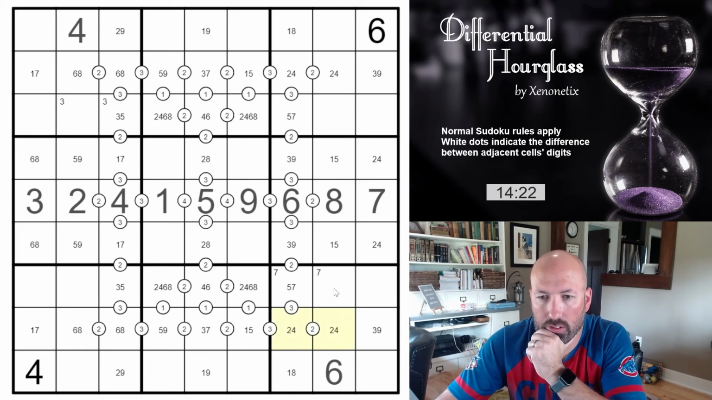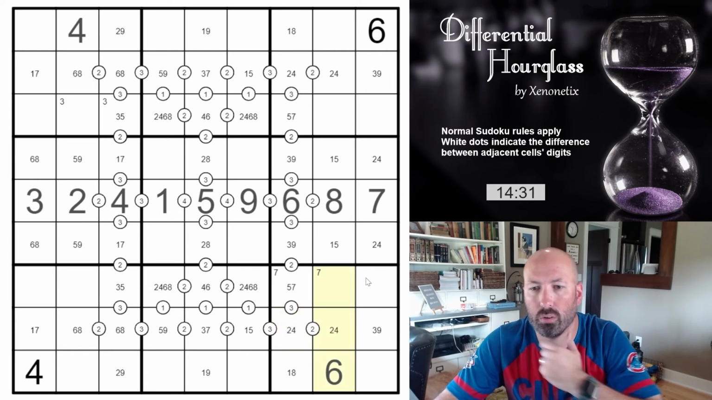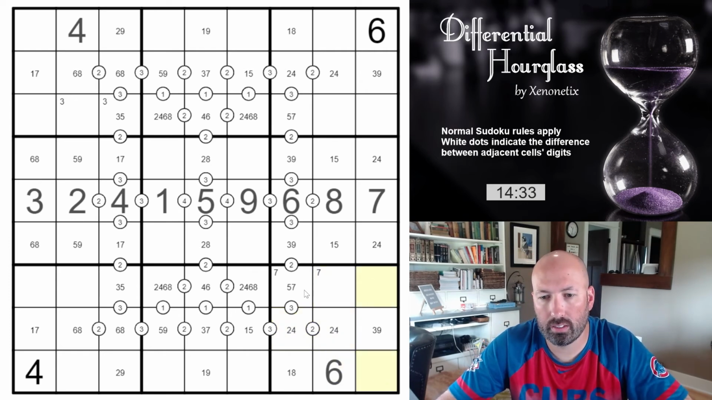1, 2, 3. 3 can be a lot of places. 4, 5. Well, we know 5 has to be. There's the 5s there, so 5 has to be in one of those.